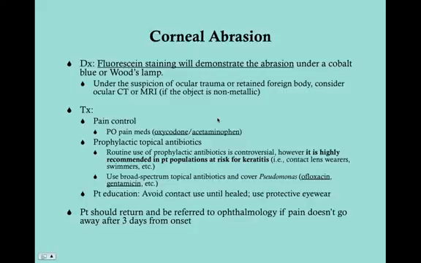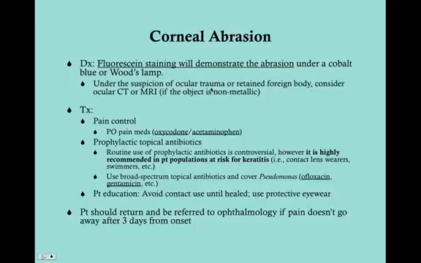Under the suspicion of ocular trauma or a retained foreign body, you should consider an ocular CT or an MRI if the object is non-metallic. Obviously, you don't want to get a magnetic resonance imaging of anything if you suspect that there's something metallic in there. But this is why you look for a foreign body.